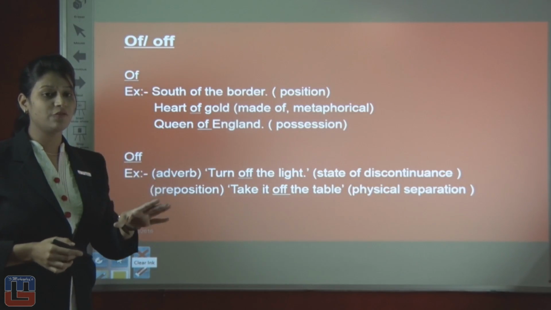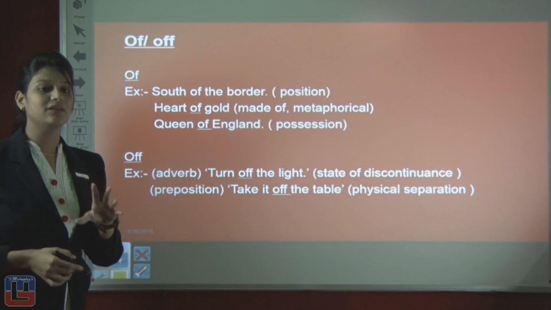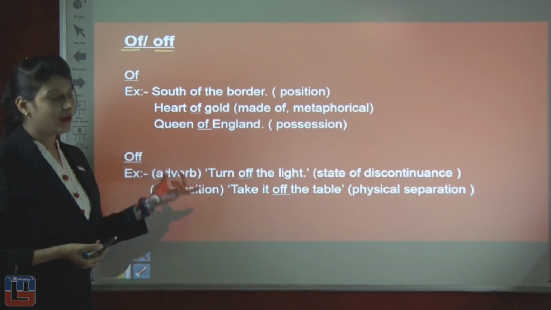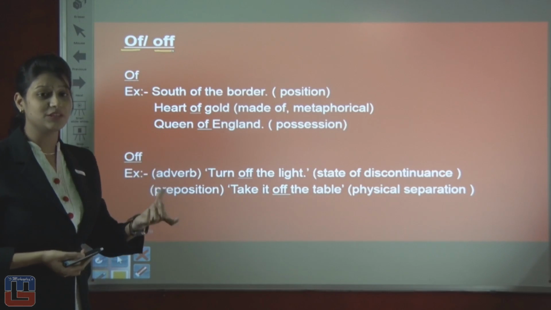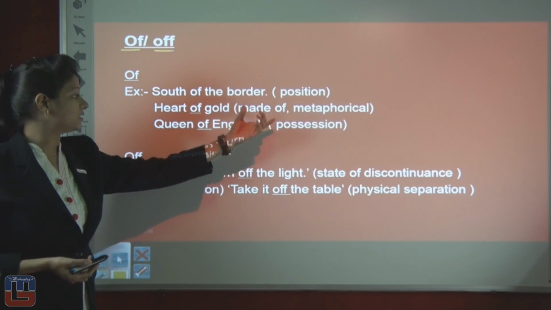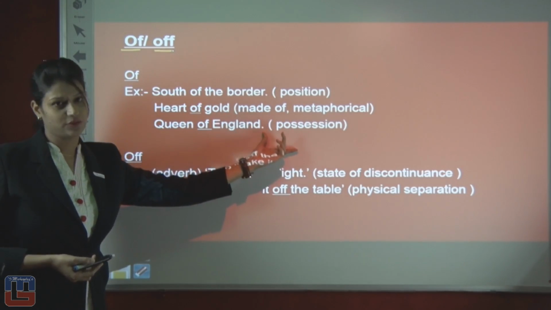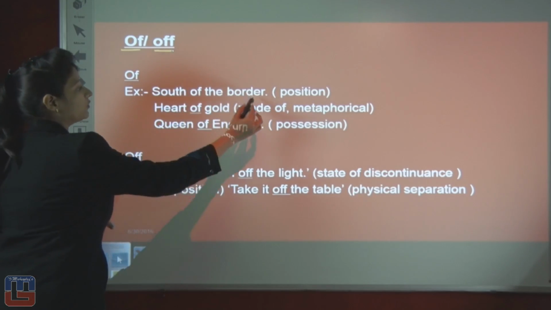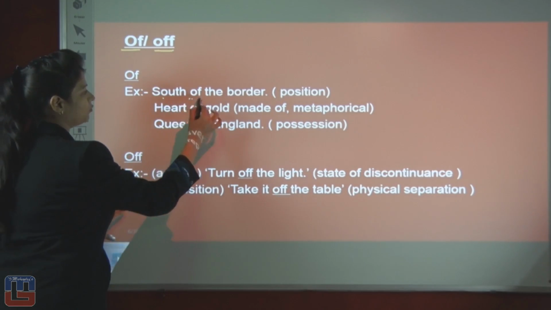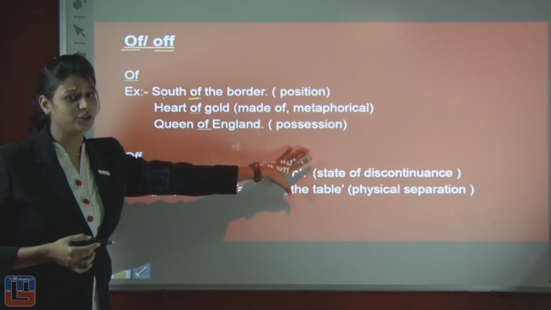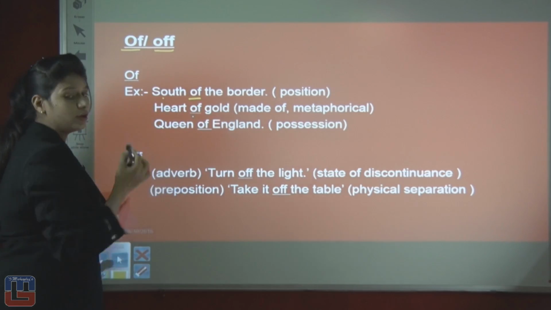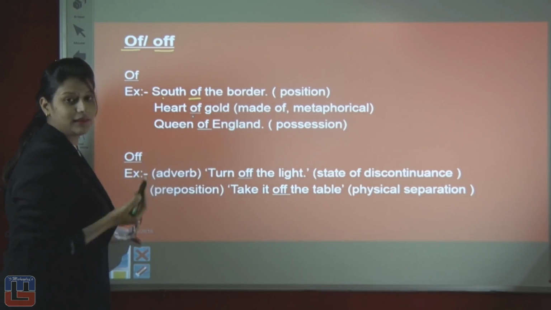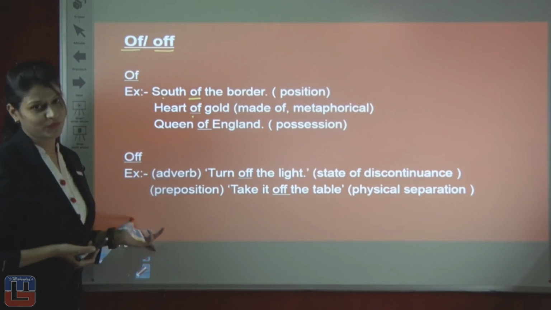Moving to the next duo, that is of and off. Both the words are similarly pronounced, but the spelling is different. One is O-F, of, and the other one is O-F-F, off. As you can see, of is an expression or a preposition that shows possession, that shows the constitution of something, or it can show possession of something. As you can see, south of the border. Now I'm talking about the position of something which is in the south of the border. The direction is south of the border. Heart of gold, that is a metaphorical expression where I'm saying a heart that is made of gold, as good as gold. And Queen of England, a queen who belongs to England. So it shows the possession of queen over England.